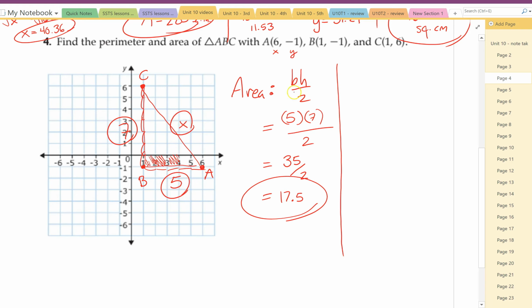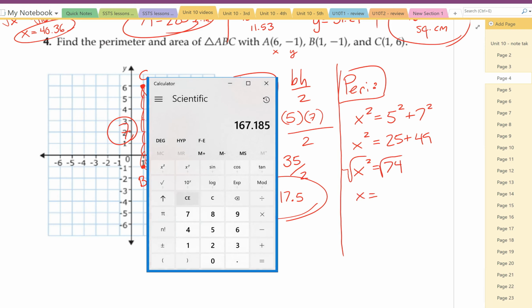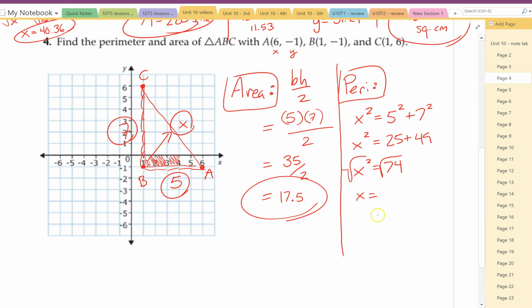So to do the perimeter, I need to figure out what this side is. Well, since I have a right triangle, it's going to be pretty easy. I'm just going to use the Pythagorean theorem. X squared, since this is the hypotenuse, it's across from the right angle, is going to equal the other two sides squared and then added together. 5 squared is 25. 7 squared is 49. 25 plus 49 is going to be 74. Take the square root of both sides. X is about 8.6.